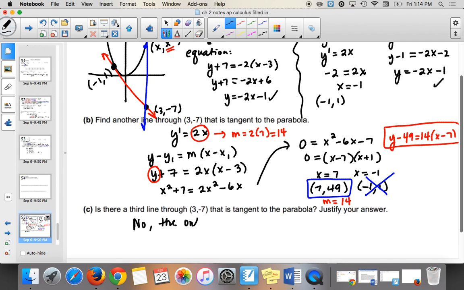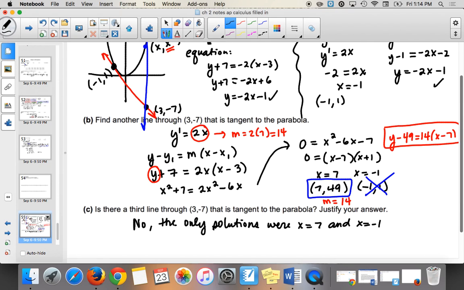The only solutions were x equals 7 and x equals negative 1. Right? The only solutions to the above equation were those two things. Is that justifying it? That's probably not justifying it very well. I could probably say that a little bit nicer, but we'll go with that. All right, does that make sense?